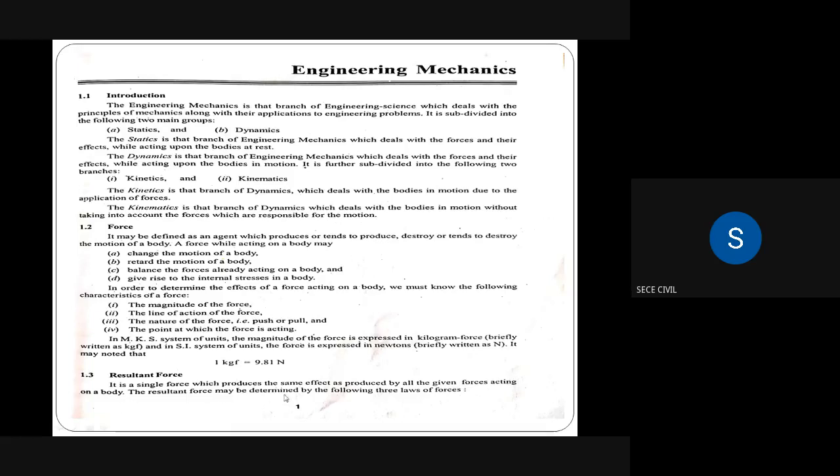The resultant force may be determined by the following three laws of forces. So we can calculate the resultant force by using three laws. Those three laws are: first, the parallelogram law of forces; second, the triangle law of forces; and third, the polygon law of forces. By using these three laws, we can calculate the resultant force. First we'll see the parallelogram law of forces.